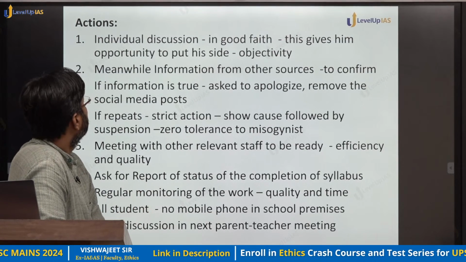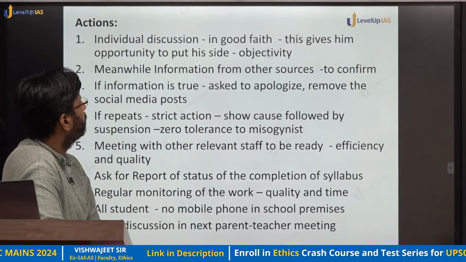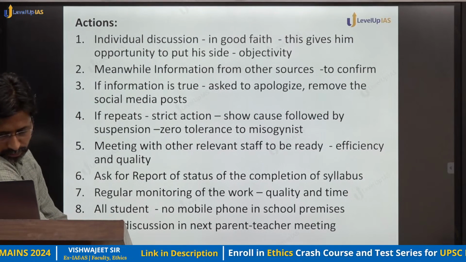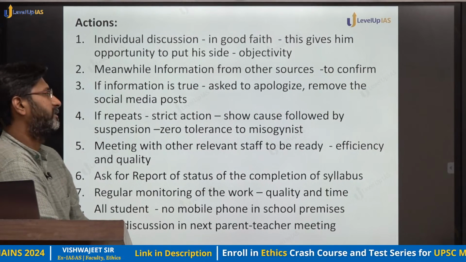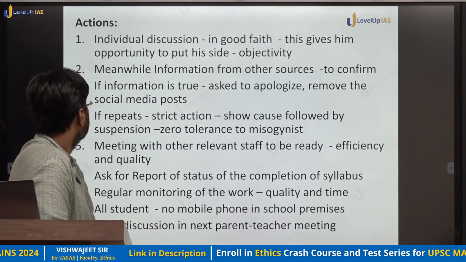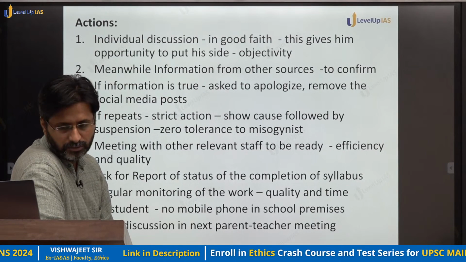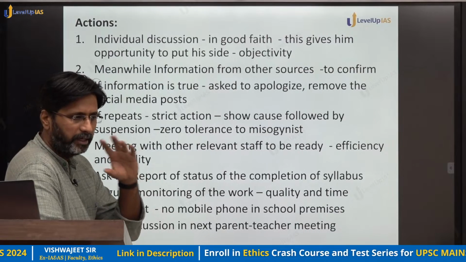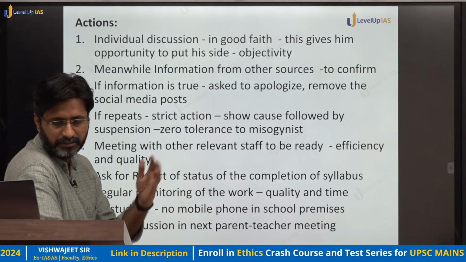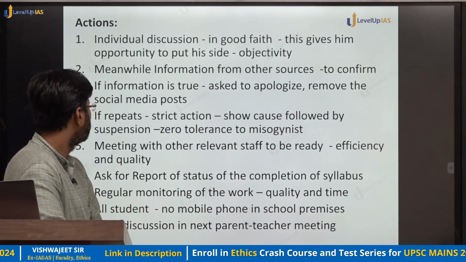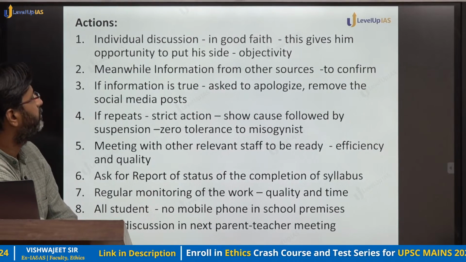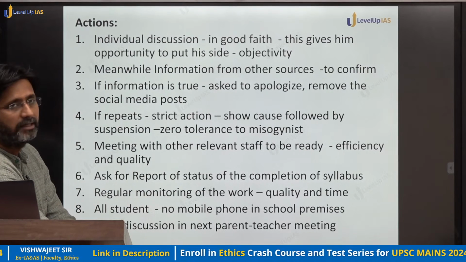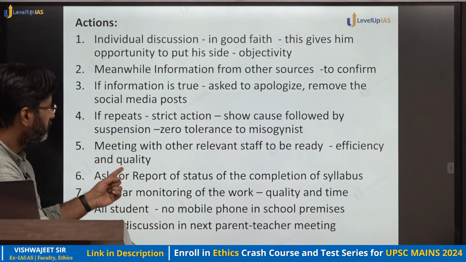Obviously, if the information is true, ask him to apologize and remove the social media posts. If he repeats it, strict action: show cause followed by suspension, zero tolerance for misogyny. That is for sure. If he keeps doing similar things on social media and elsewhere, then he will be removed. Hold a meeting with the other relevant staff to be ready, for efficiency and quality, because then you have to talk to the other staff.